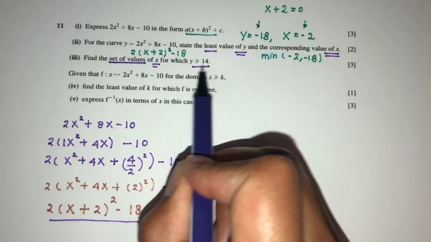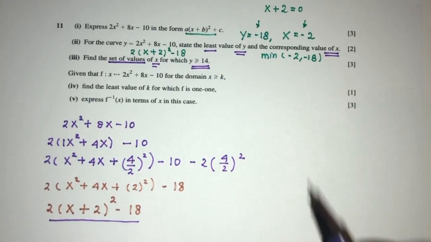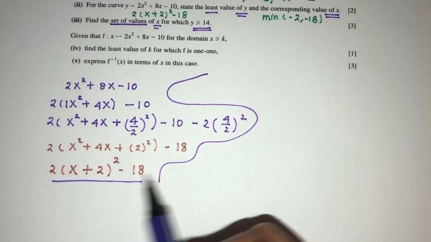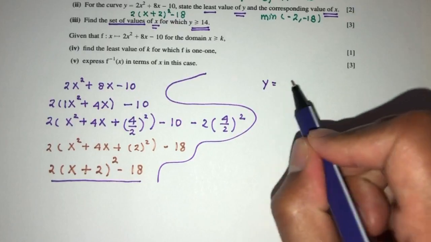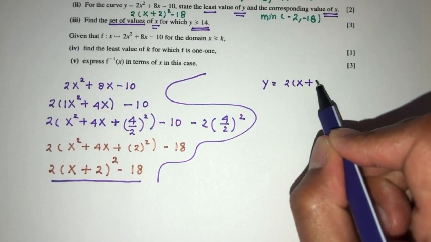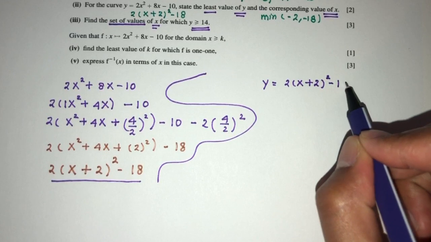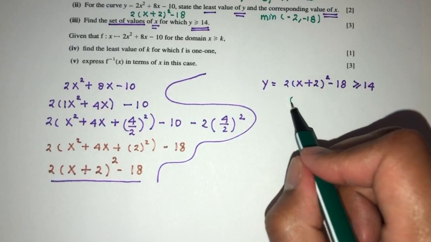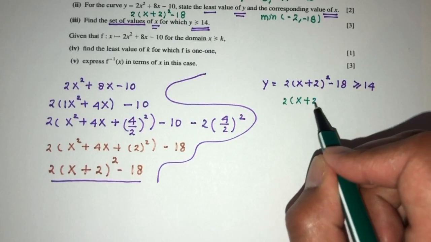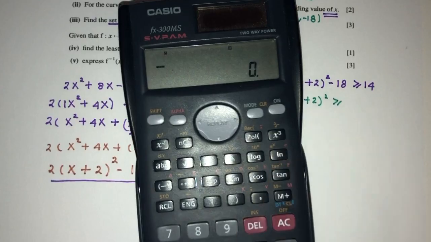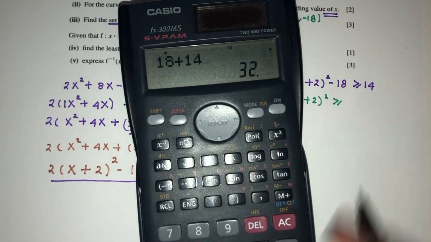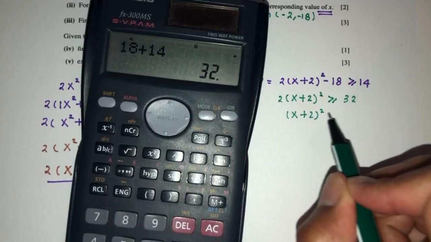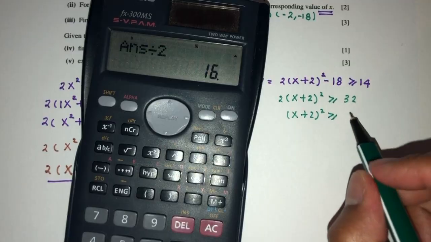Now for part 3, we have to find the set of values of x for which y will be more than 14. So let's have a look. So y is equal to 2(x plus 2) squared minus 18, which has to be more than or equal to 14. So simplify, you will have 2(x plus 2) squared more than or equal to 14 plus 18, that will be 32. Then divide by 2, that will be 16.